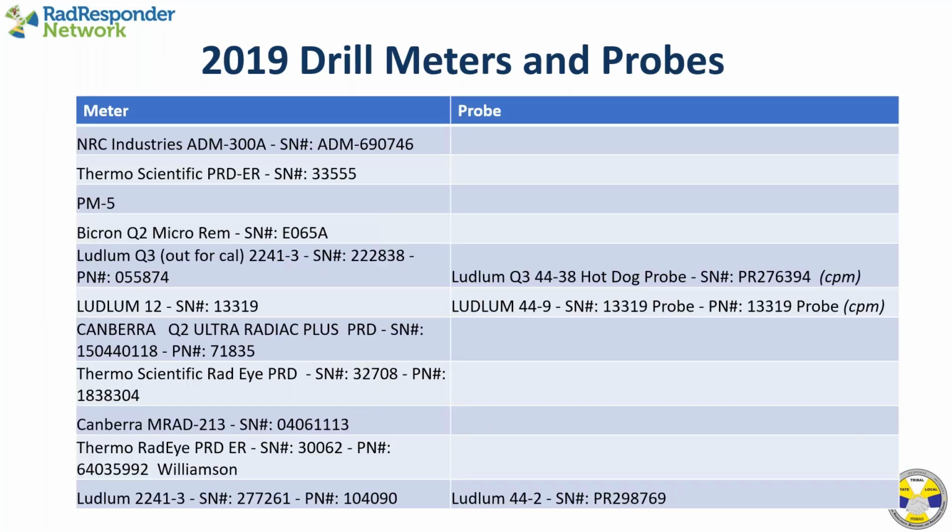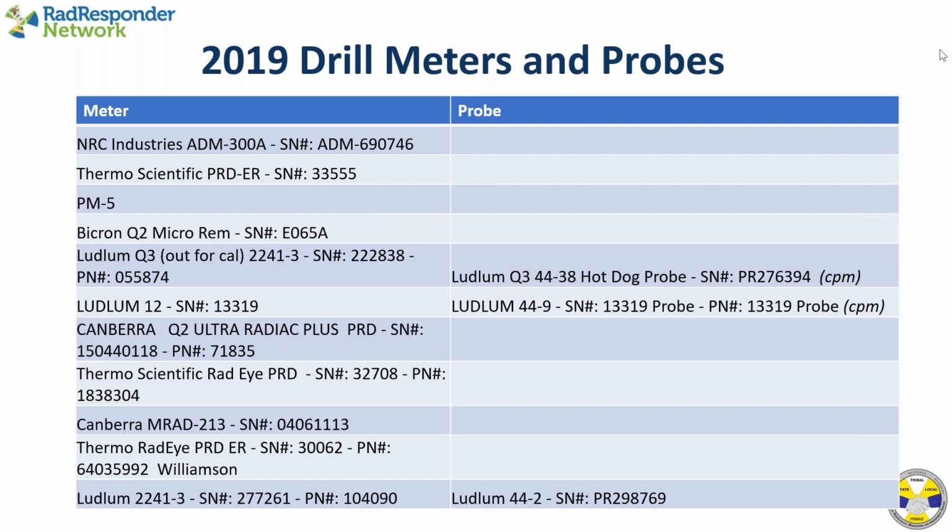There were 710 entries in the data set that Christine had sent me. And these are the most common meters and probes that were used. Obviously, the NRC ADM 300 doesn't have a probe. The Thermo Scientific PRD ER doesn't have a probe. The PM5, notice that somebody's using the Polymaster. So that was kind of a surprise to me, the PM5. The Bicron Q2 I see, of course, no probe. And then, of course, you see the hot dog probe from Ludlum.